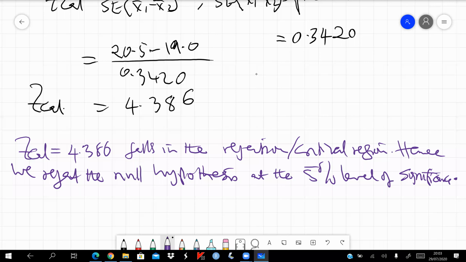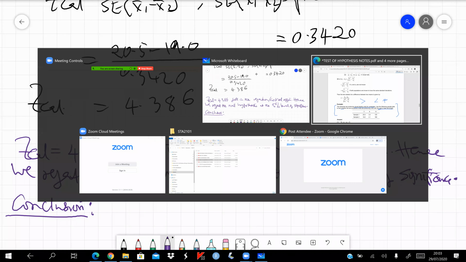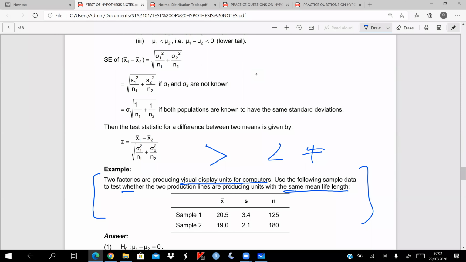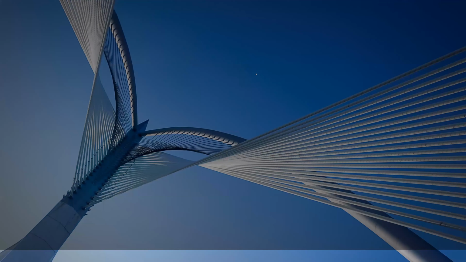So what is our conclusion? Let's answer the question. I remind you what the question was: test whether the two production lines are producing units with the same mean life length. Let me paraphrase the question: do you believe the production lines are producing units with the same mean life length? Yes or no? No.